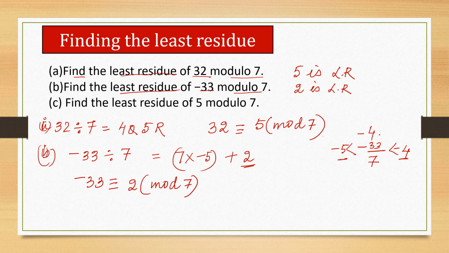Now coming to C, find the least residue of 5 modulo 7. 5 when divided by 7: 7 multiplied by 0 is 0, and this should be plus 5. So the residue is 5.